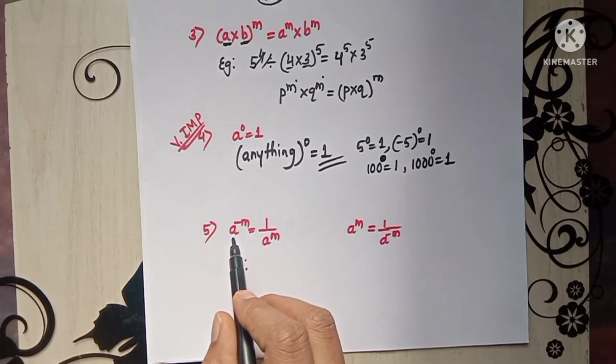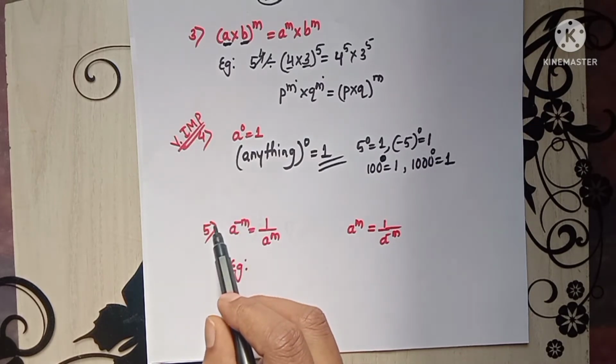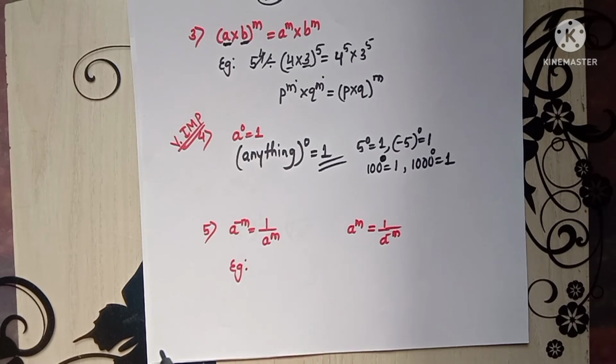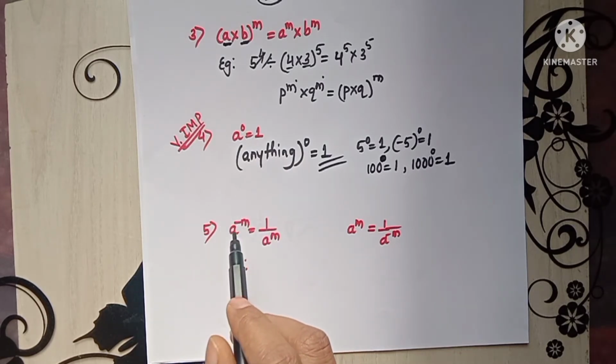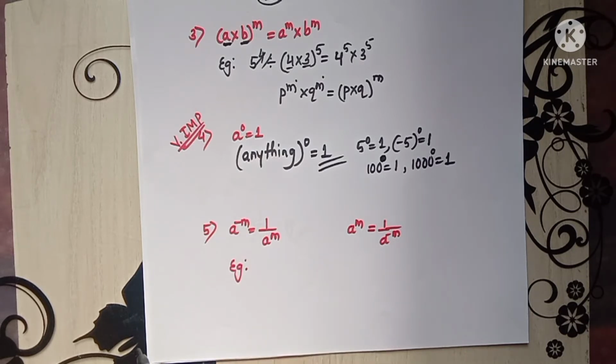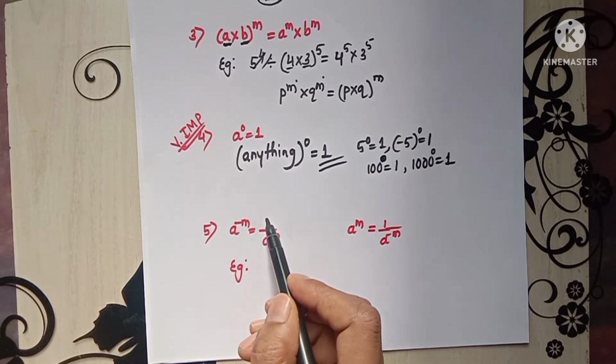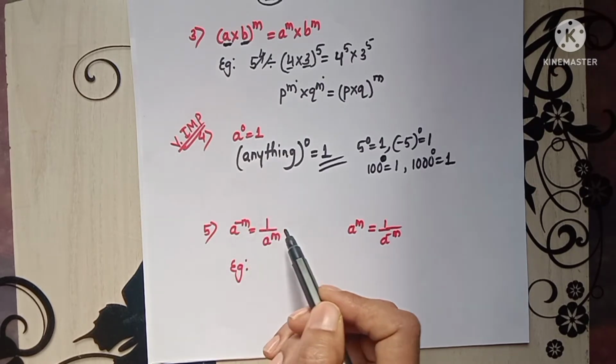Fifth one, a to the power minus m. So here we have the power minus m. Suppose you want to convert it to positive, then what do we have to do? We have to take the reciprocal of this one. If you take the reciprocal, then this minus sign will become positive. Okay. That is, a to the power minus m is equal to 1 divided by a to the power m.